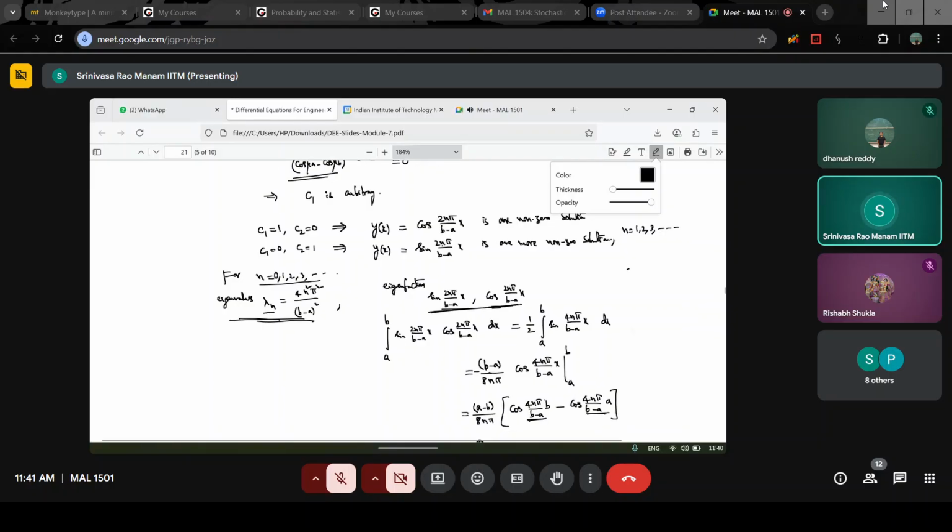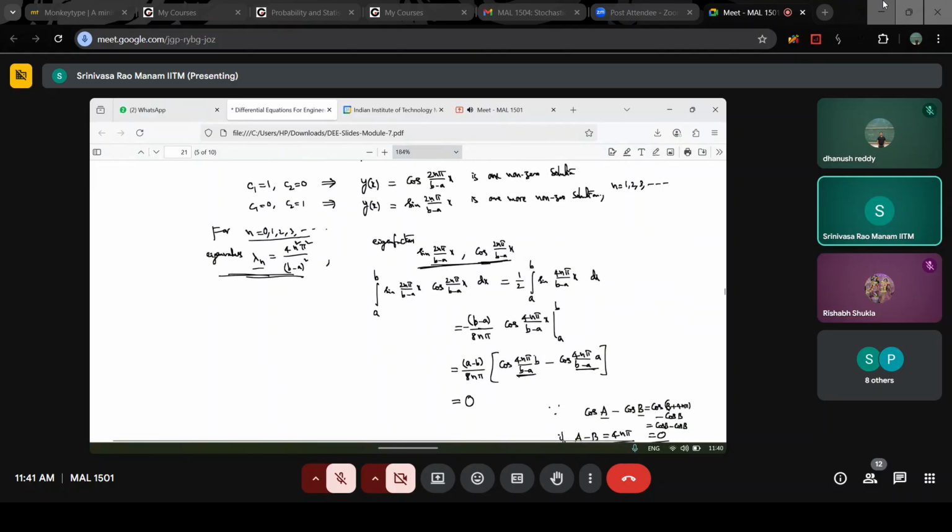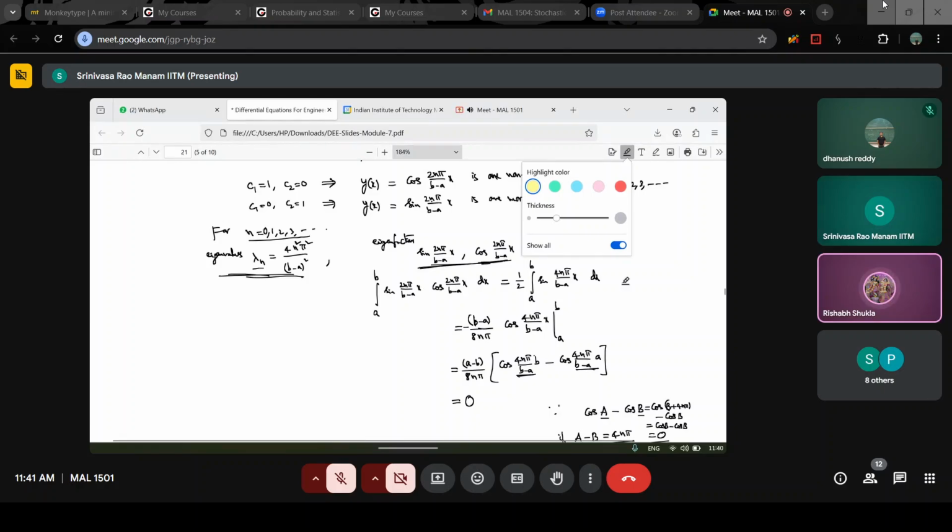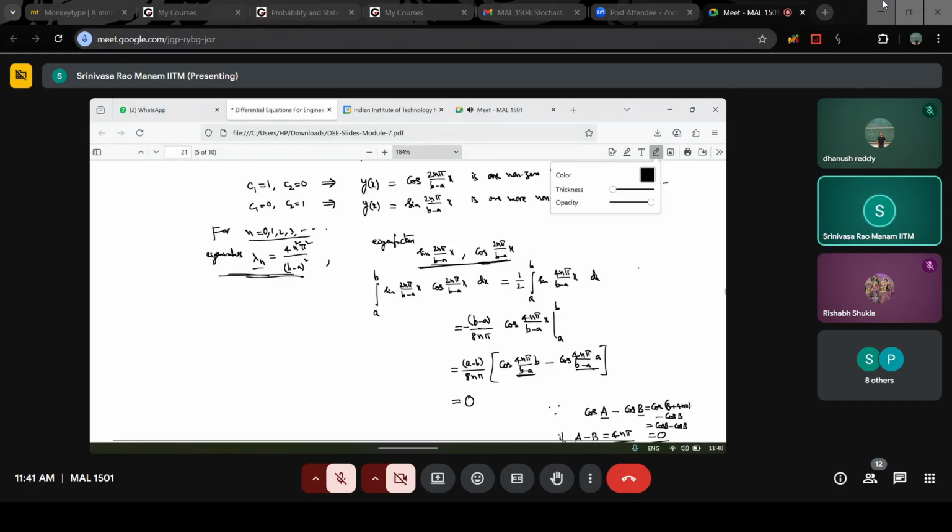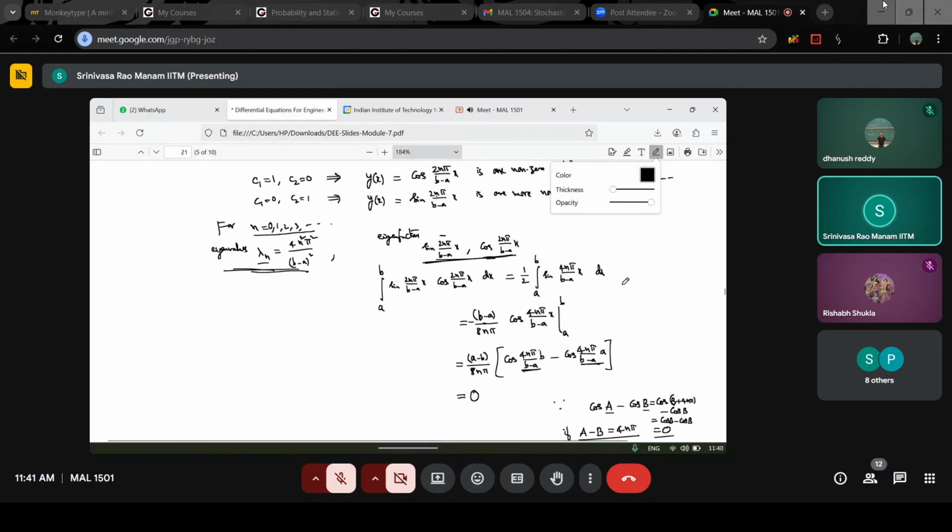Any questions up to here? Fine, right? Yes, sir. Okay. So these are your eigenvalues. Corresponding to each eigenvalue, you have two eigenfunctions, as you see here and here.